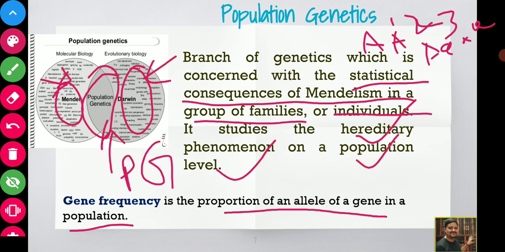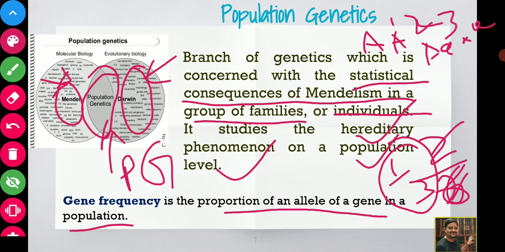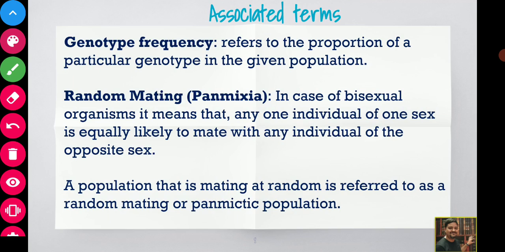So for small a gene, in this case, the frequency is 2 divided by the total number of alleles. Total number of alleles is 2 plus 2, 4 plus 2, 6. So 2 by 6, and if you simplify it, it is 1 by 3. So this is the gene frequency, or it is also called allele frequency. It is the proportion of an allele of a gene in a population. So this is how we find the gene frequency, and similarly we can find the genotype frequency also. Genotype frequency refers to the proportion of a particular genotype in a given population. In the same way we can find the genotype frequency.